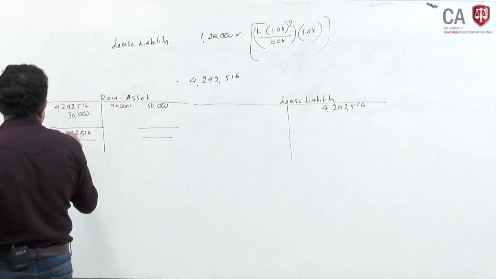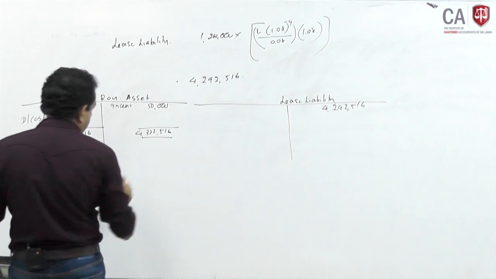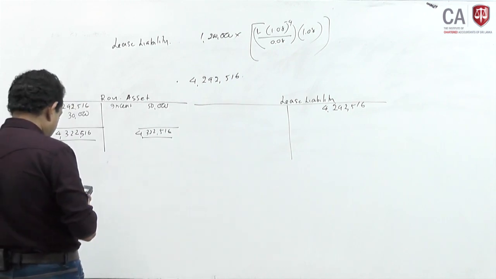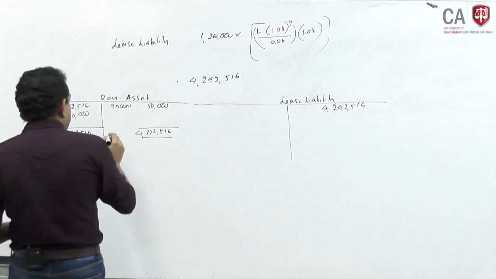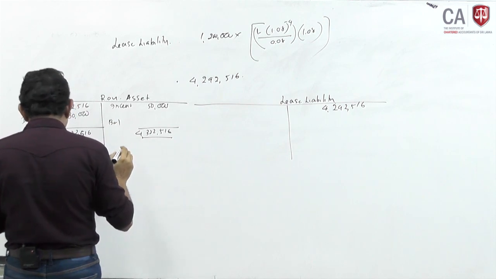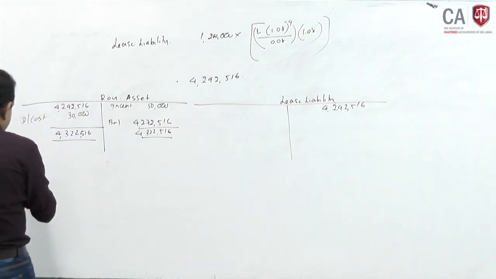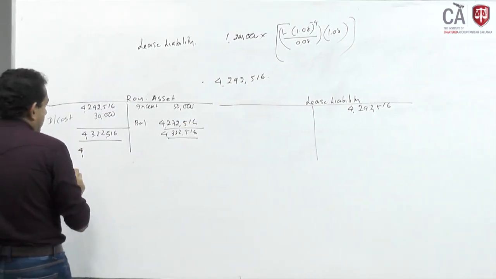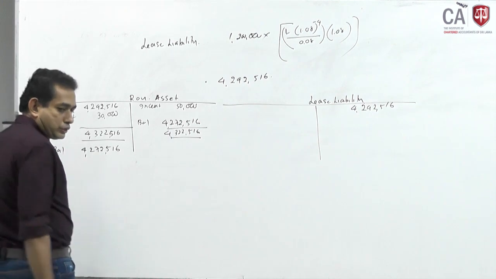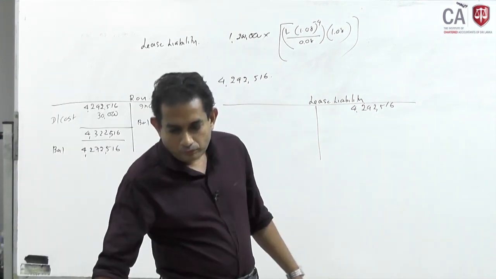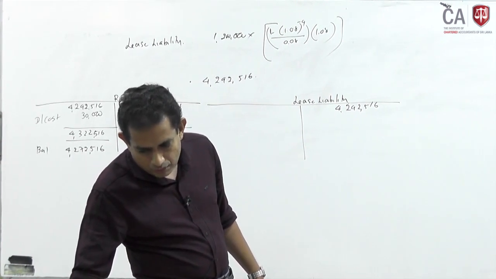4,322,516 minus 50,000. The right of use asset at its initial recognition should be 4,272,516. This is the cost of the right of use asset, 4,272,516. Right. And to assess the financial impact, you need to do some more calculations. What are those?